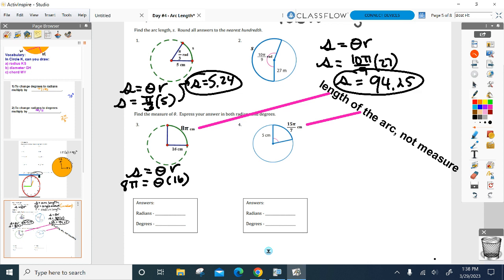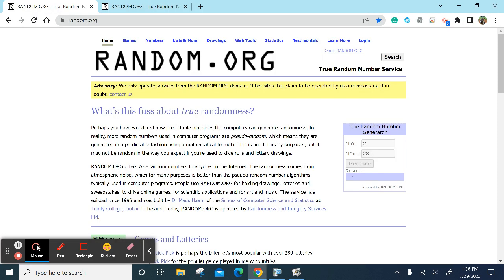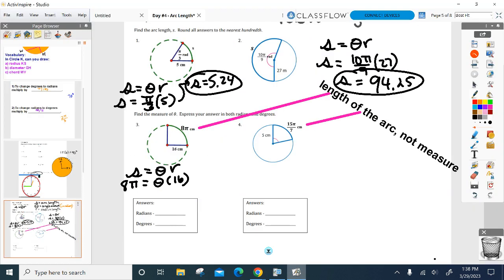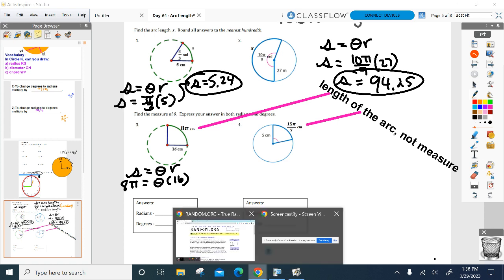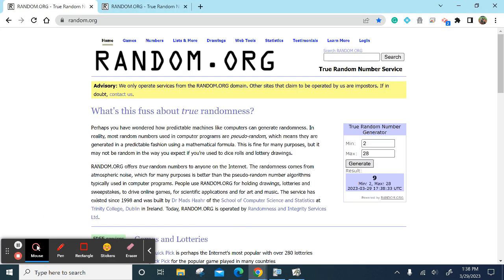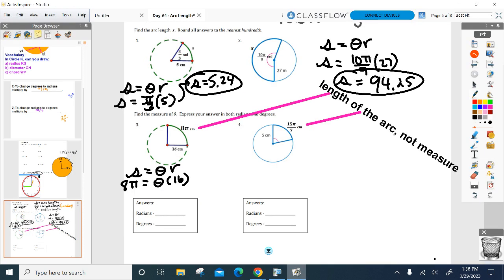What do I need to do there to get theta by itself? Good job. What do I need to do on both sides to get theta by itself? Divide by 16.